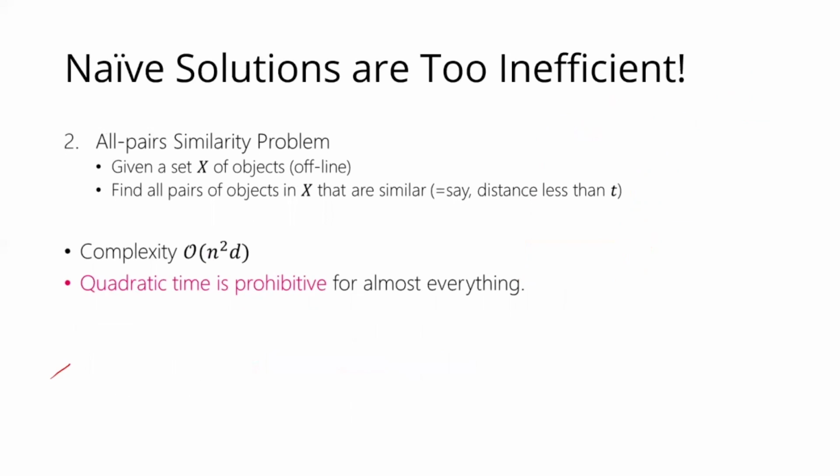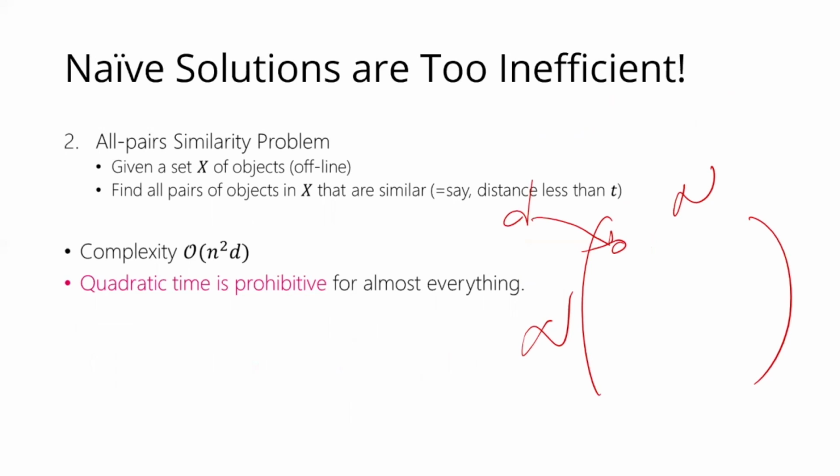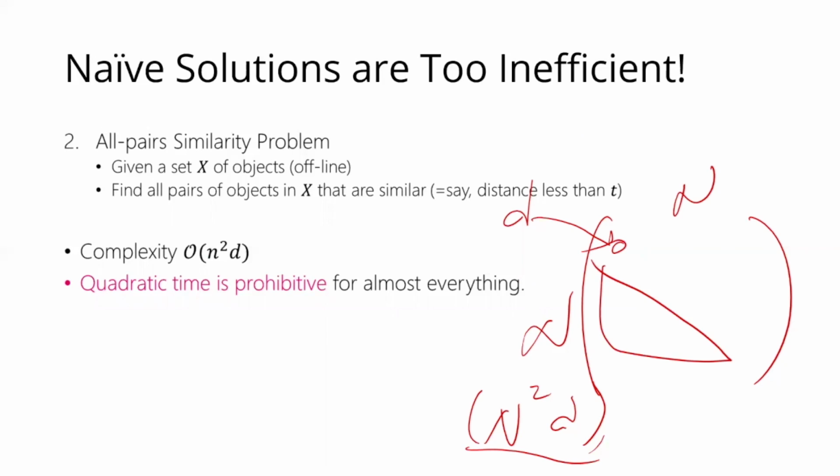The second problem here is, again, the same thing. We have an n by n matrix, and for each of the components, we have to compute d multiplications of a number. Since we have a total of n squared elements, the total complexity is n squared d for the all-pair similarity problem. Of course, we can make it a little more efficient by calculating only the lower triangle or the upper triangle. But anyway, it's quadratic time.